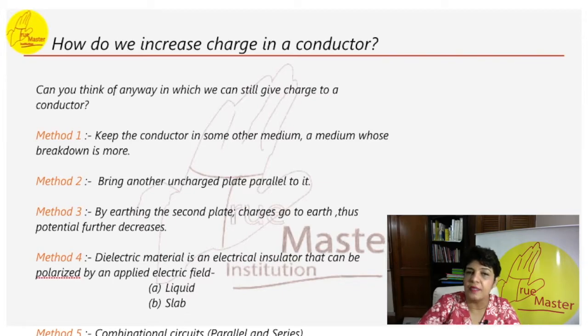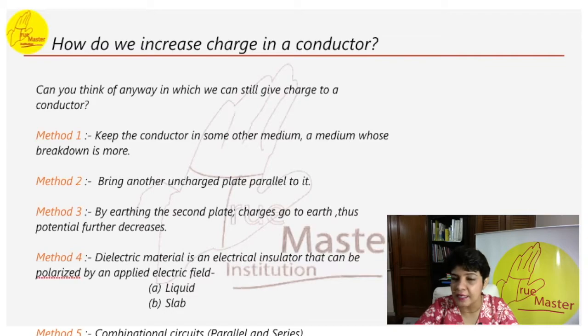Now comes method three. In method three, we earth the second plate: we take a wire and connect it to the earth. So all the charges coming from the first plate due to induction on the second plate will get passed through to the earth. Hence, more charge from plate 1 can flow to the second plate, and more charge can be deposited.